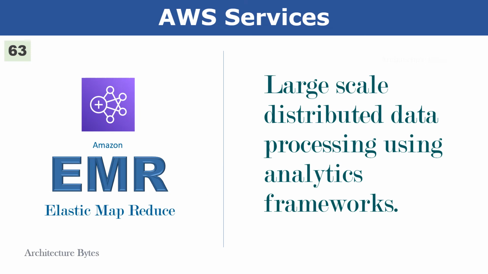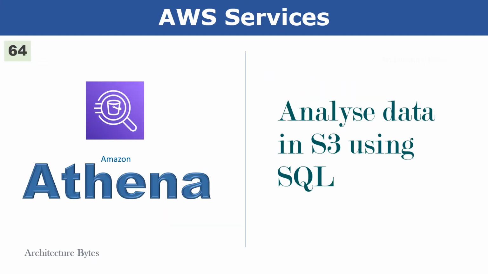EMR, Elastic MapReduce, can be used for large-scale distributed data processing using analytics frameworks. It is a big data platform for large-scale distributed data processing jobs using analytics frameworks such as Apache Spark, Apache Hive, or Presto. Athena can be used to analyze data in S3 using SQL. Instead of writing ETL jobs to prepare your data for analysis, simply define the schema of data in S3 and start querying using standard SQL.